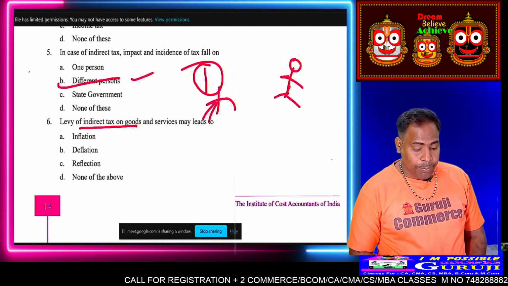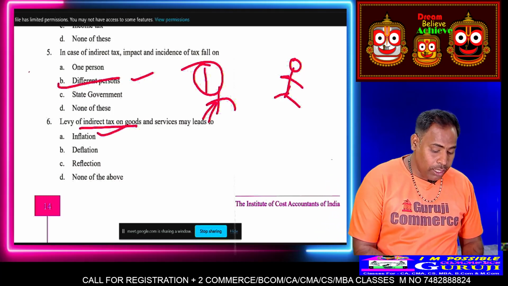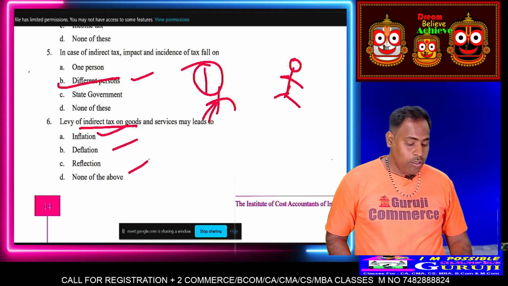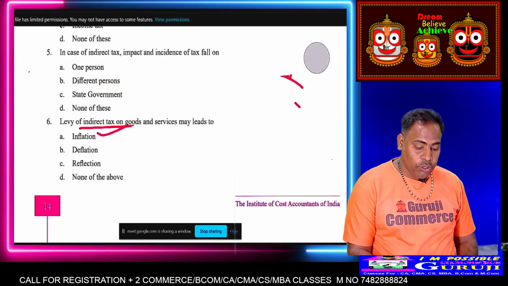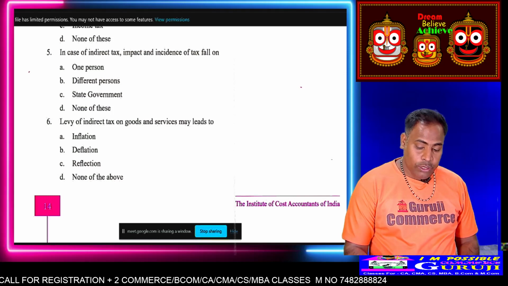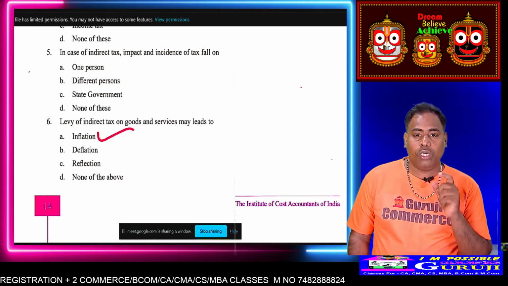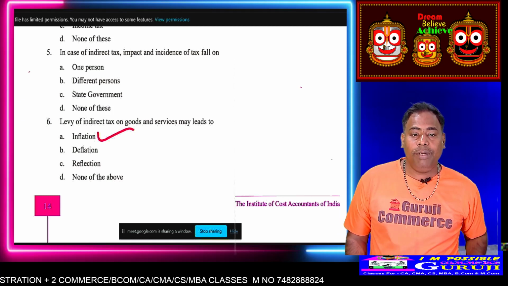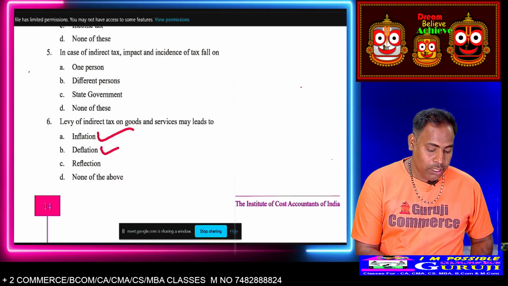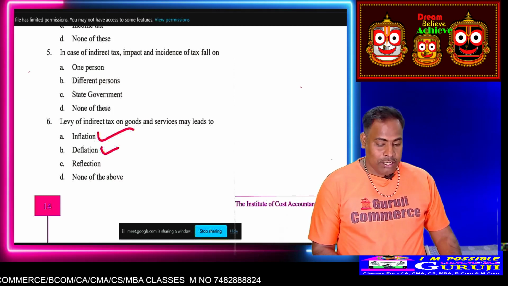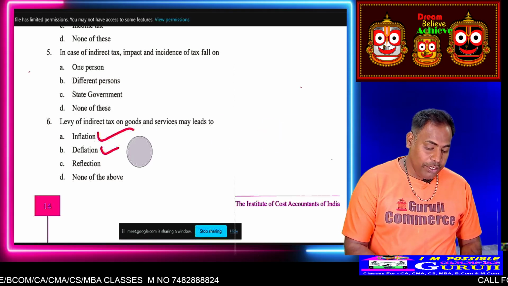Then levy of indirect tax on goods or services may lead to inflation, deflation, or what else? Inflation. Indirect tax leads to inflation. If the question was about direct tax, then the answer would be deflation. Inflation, the opposite word is deflation.